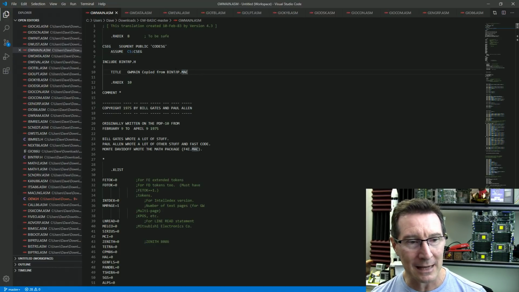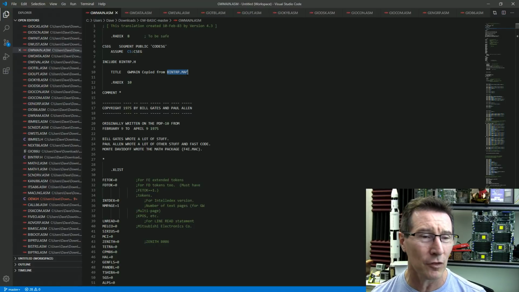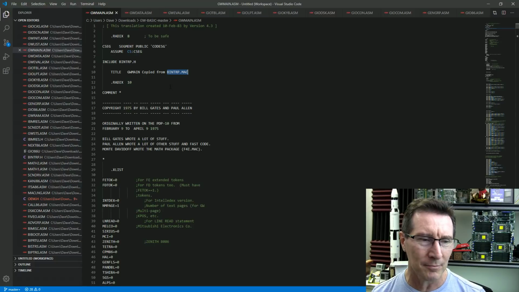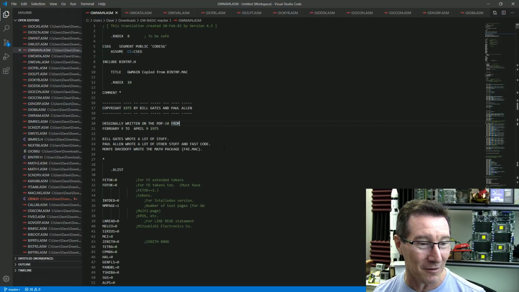So is .mac the higher-level thing that they were making, and then they were recompiling that, because of course they released a BASIC for many different operating systems. Look at this, I love it. Copyright 1975 by Bill Gates and Paul Allen. Originally written on the PDP-10 from February 9th to April 9th, 1975.